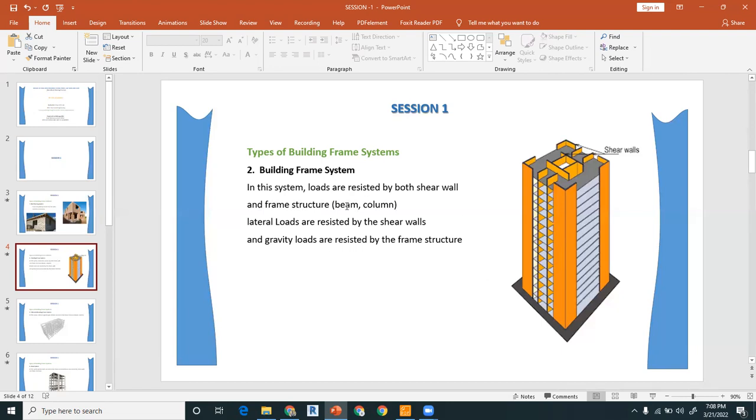So this is the system in which you will resist the lateral forces by shear walls, and you will resist the gravity loads, super dead loads, or the live loads with the help of the beam-column connection, which is called the frame structure. So this is another type of building structural system.